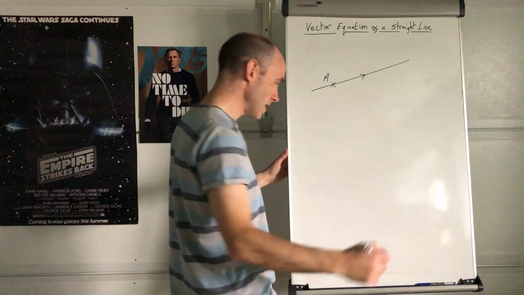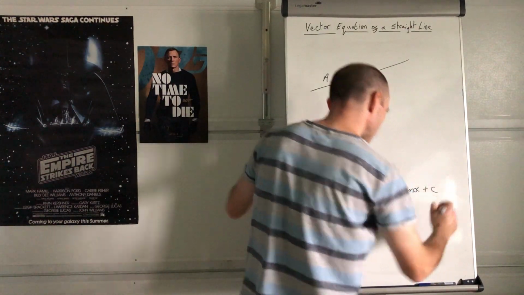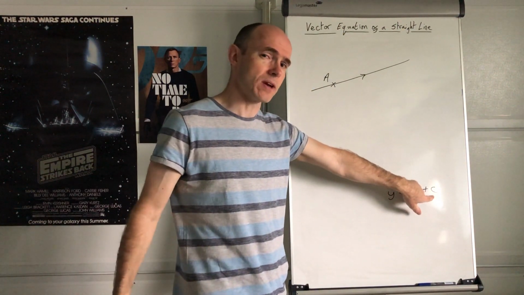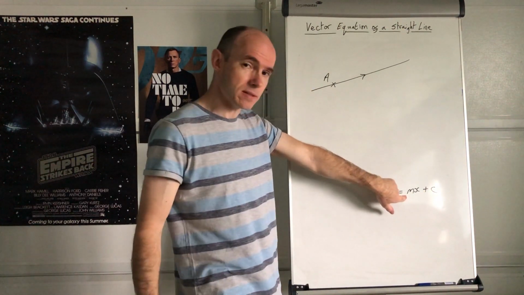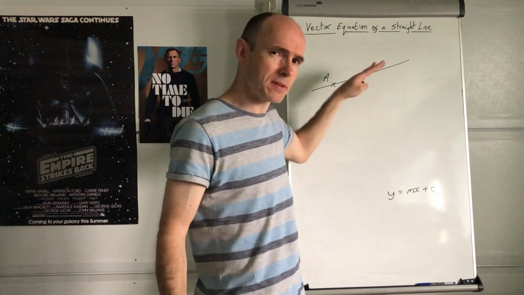It's kind of like the equation y equals mx plus c. c is the y-intercept. It gives you a point that lies on the straight line. m is the gradient. It tells us how steep the line is. So we're doing very similar things here.